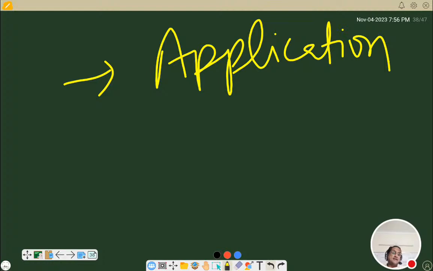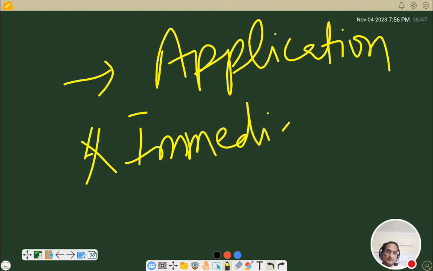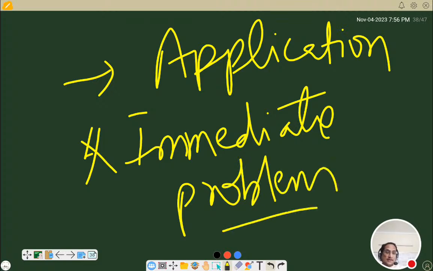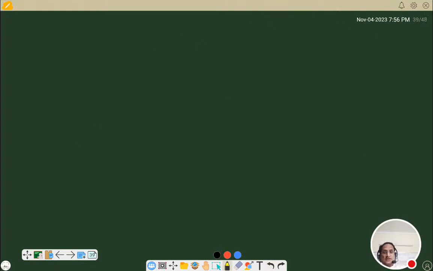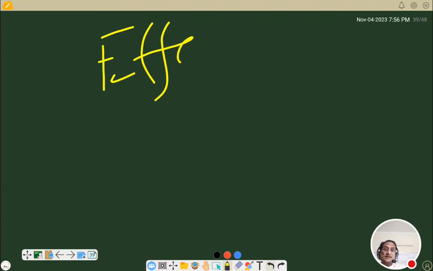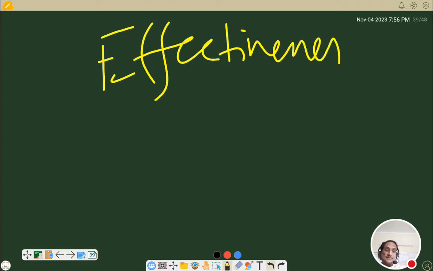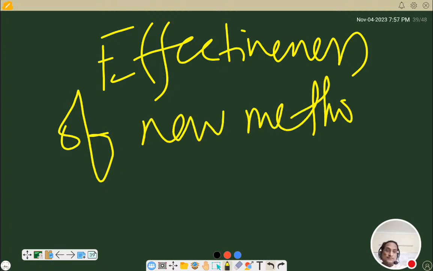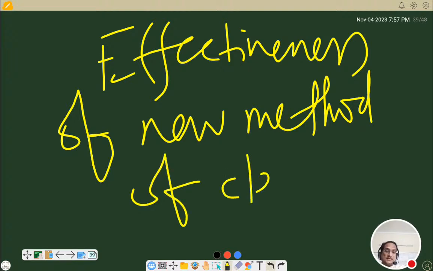We want to solve a problem at hand. The immediate problem at hand is to be solved. There's an immediate problem. In the industrial setup it may be, in the societal setup it may be, or a larger problem in a different context. But it's a specific, defined problem. Like we solved our problem of the effectiveness of cleanliness, which we did in focus group discussion. Effectiveness of a new method of cleanliness.